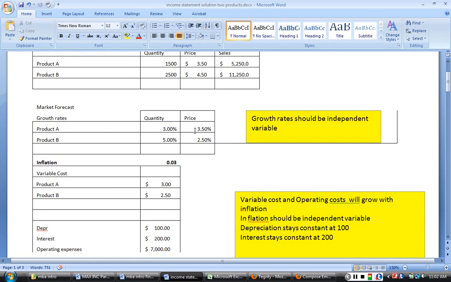And they expect the price that they can increase is 3.5% every year. So price will grow 3.5% from one year to the next one, another 3.5%, and so on. And similarly for product B, the quantity growth at 5% and the price growth at 2.5%.